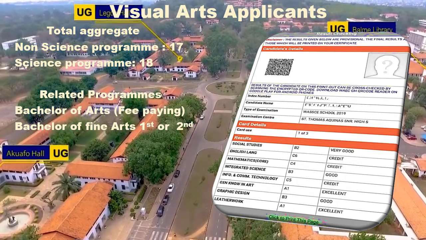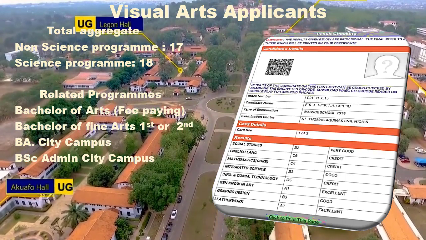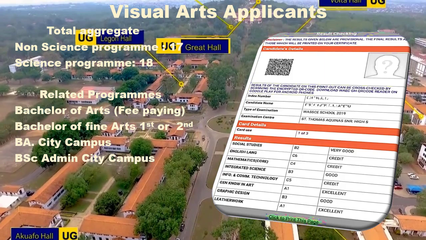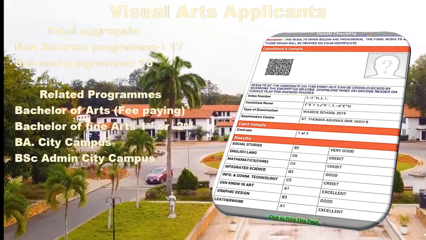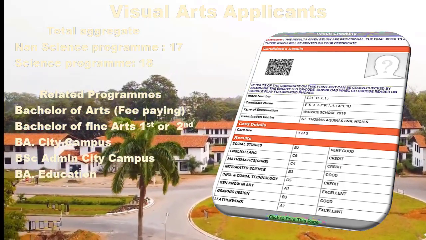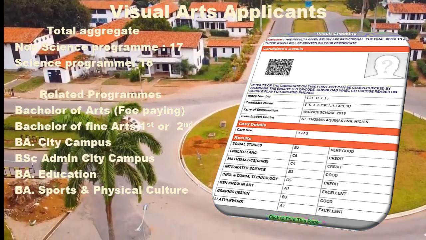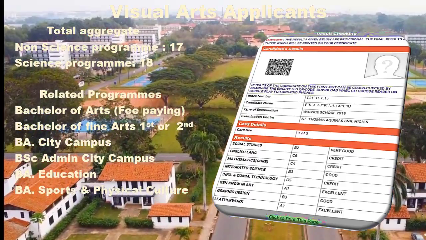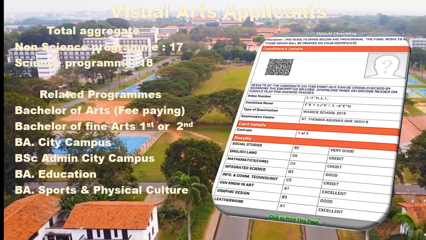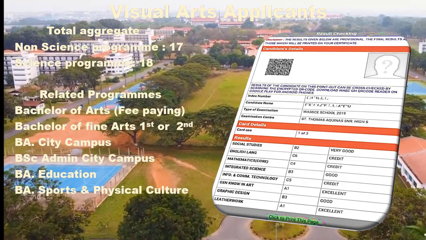of last academic year, the Bachelor of Arts at the Accra City Campus, as well as the Bachelor of Science in Administration at the City Campus, which were both cut off at aggregate 24 as of last academic year, the Bachelor of Arts in Education, which should be selected as first choice only, and the Bachelor of Arts Sports and Physical Culture. So with this type of results, these are the programs the applicant is likely to gain admission into at the University of Ghana.